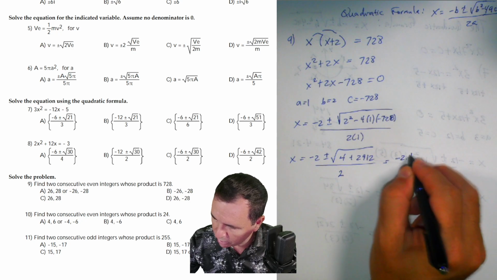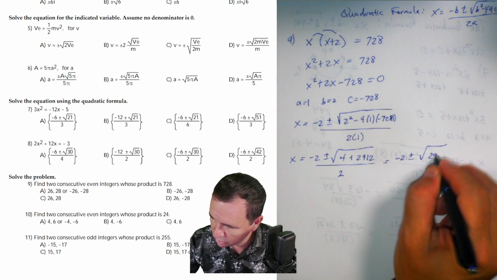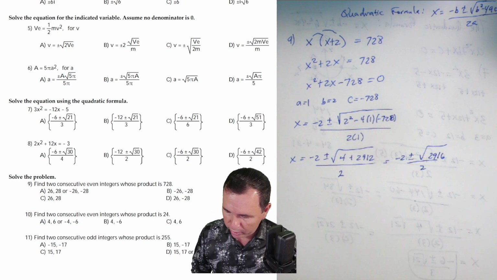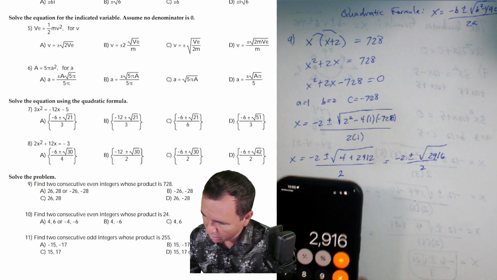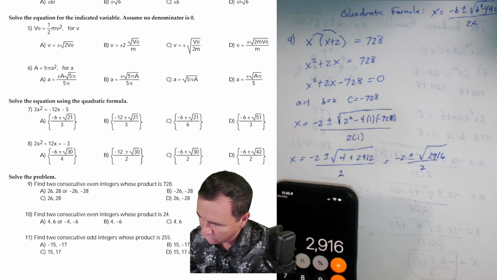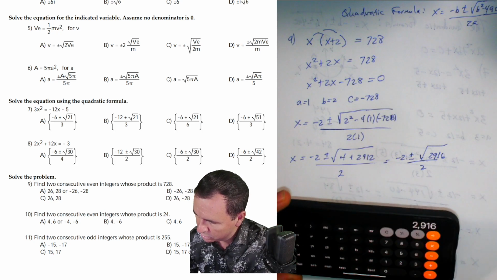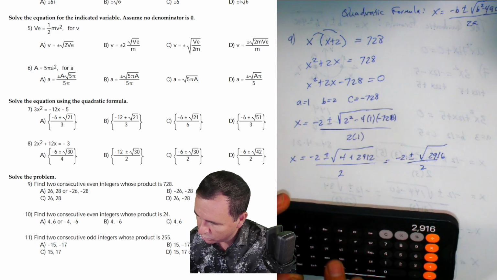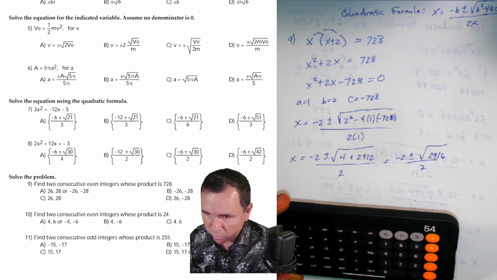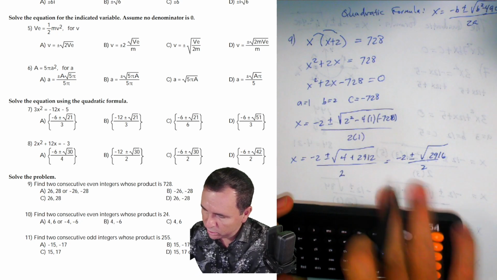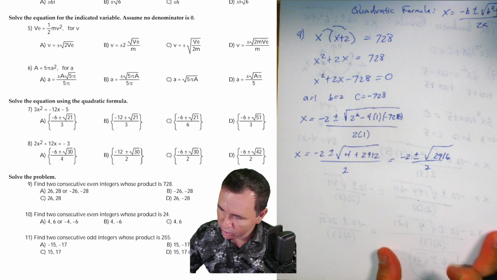Negative 2 plus or minus the square root of 2916 over 2. Then I just take my calculator and I have to make it scientific, so I put my phone sideways, and then I do the square root of it, right? I get 54. It's this one right here. The square root is this button that says square with a little 2 on it. Okay, so the square root of 2916 is 54.